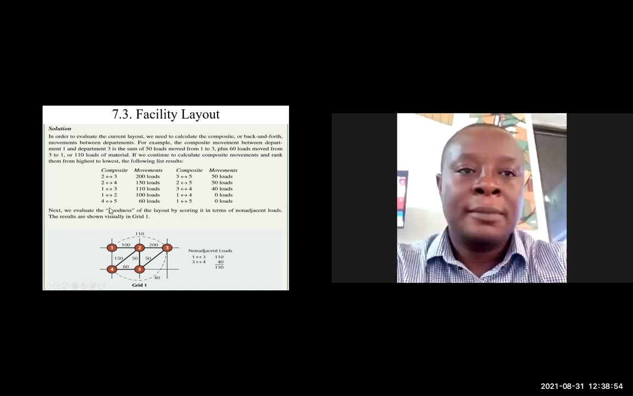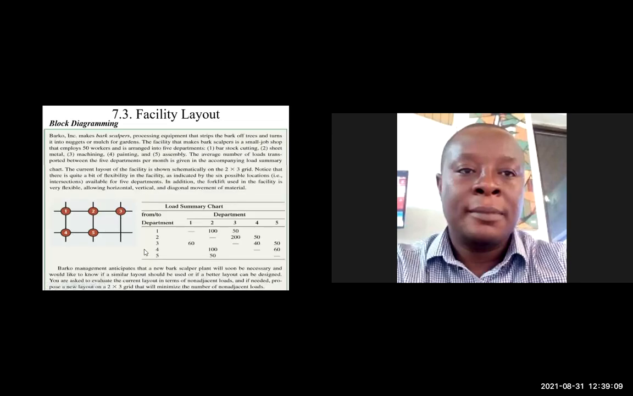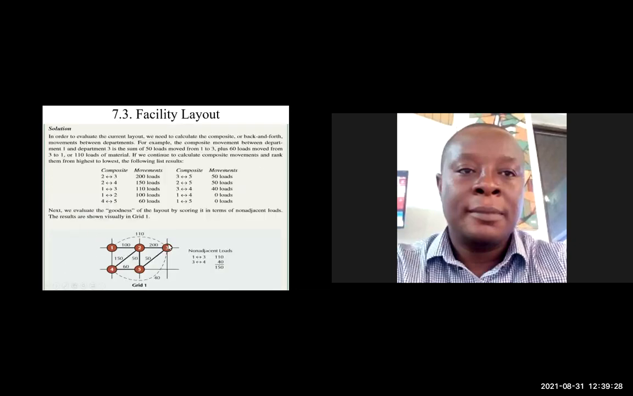Next, we evaluate the goodness of the layout by scoring it in terms of the non-adjacent movements. The composite movement that we have calculated, we need to draw this diagram. And then we'll put the composite movement in between them. So between 1 and 2, what is the load? Between 2 and 3, what is the load? Between 4 and 5, what is the load? Between 1 and 4, what is the load? And that is what we do here.